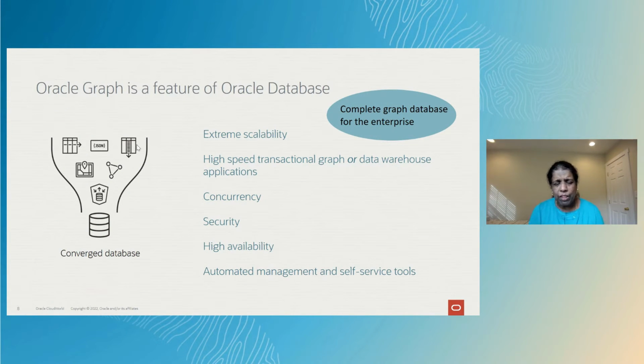The ability to do all this and more is available as part of Oracle Graph, a feature of Oracle Database that builds on the Oracle Database capabilities of extreme scalability, high-speed transactional or data warehouse applications, concurrency, fine-grained security, high availability, and so on. As you might have seen in other sessions, the Oracle converged database includes support for many different data types like JSON, documents, spatial, and graph as well. So the Oracle database is a complete graph database for the enterprise.